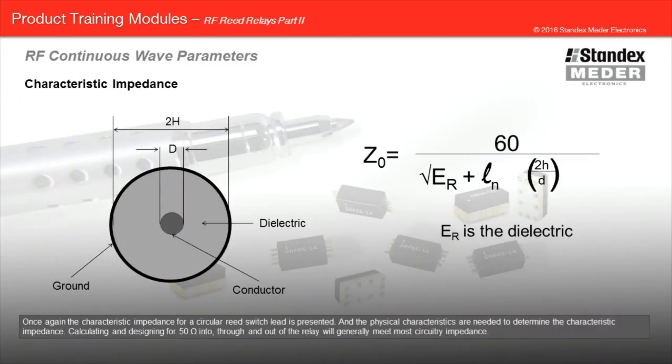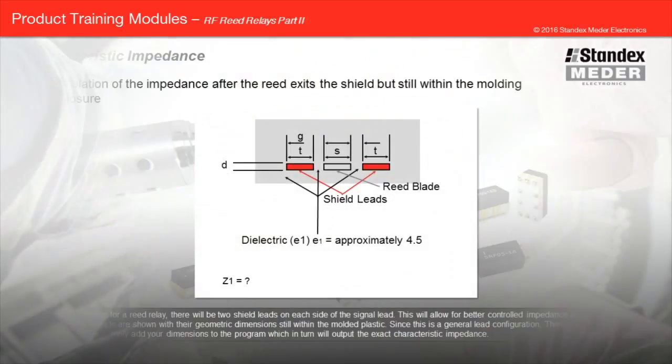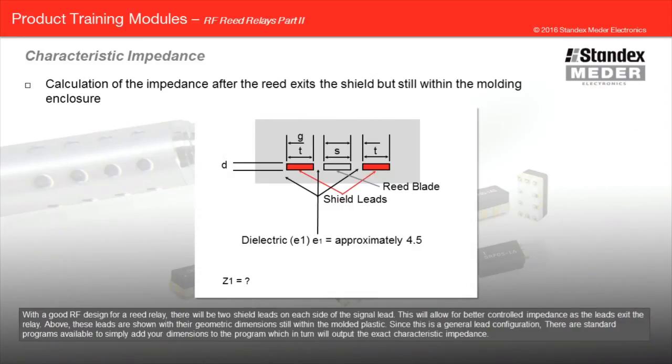Once again, the characteristic impedance for a circular reed switch lead is presented, and the physical characteristics are needed to determine the characteristic impedance. Calculating and designing for 50 ohms into, through, and out of the relay will generally meet most circuitry impedance. With a good RF design for a reed relay, there will be 2 shield leads on each side of the signal lead. This will allow for a better controlled impedance as the leads exit the relay.